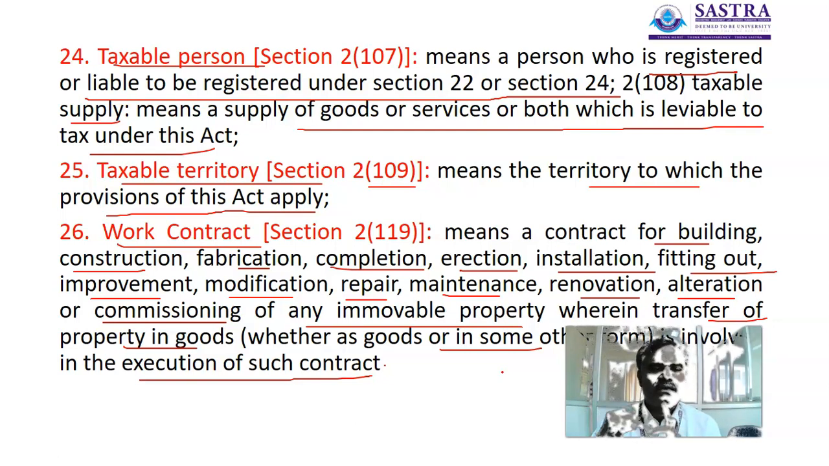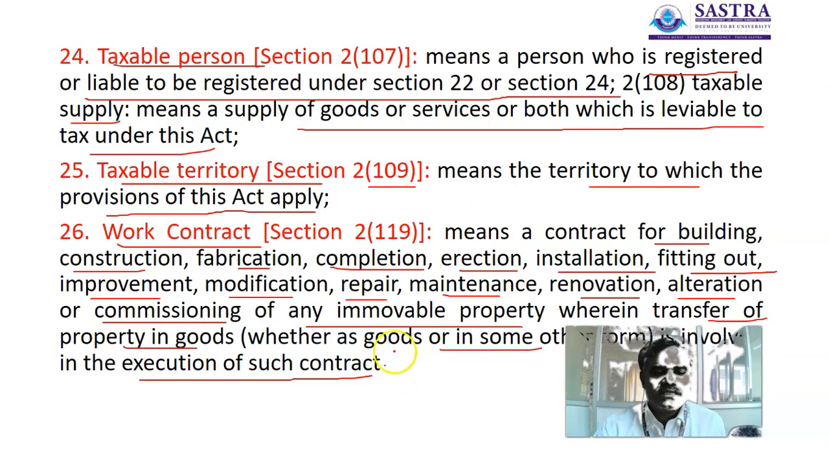This is what a works contract is. Building, construction, fabrication, completion, erection, installation, fitting out, improvement, modification, repair, maintenance, renovation, alteration, or commissioning of any immovable property, wherein transfer of property in goods, whether as goods or in some other form, is involved in the execution of such contract. That is very important.